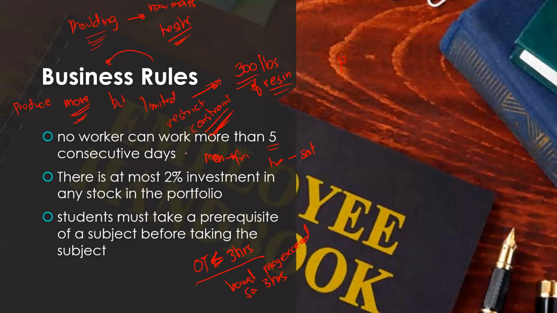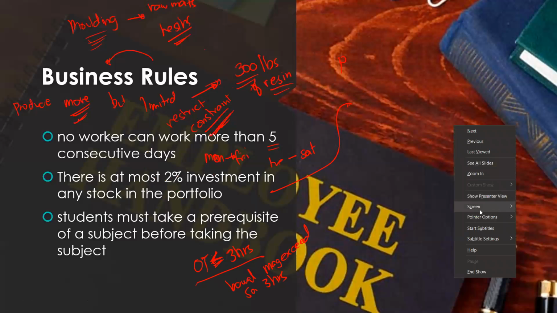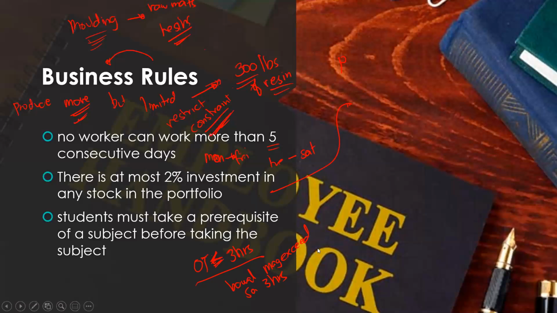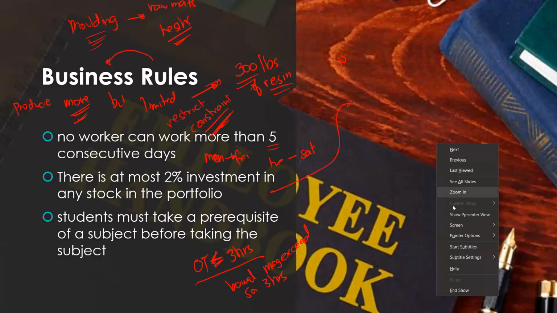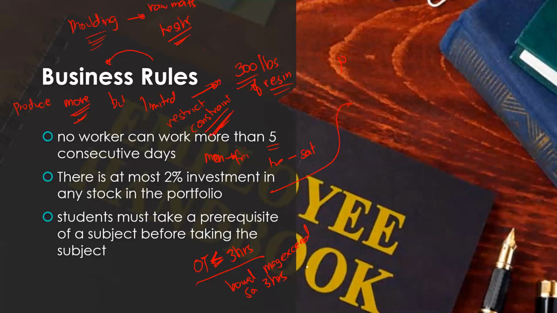Okay, so another example: at most 2%. If we put this in an equation, where can I put it? Let me just change the color. I'm hoping you can see my screen, guys. Okay, no response. I'll just continue.